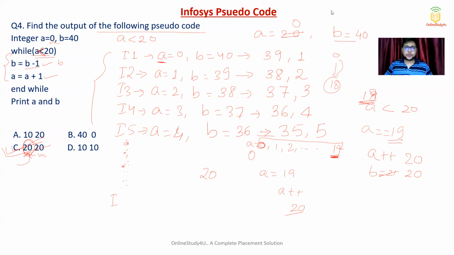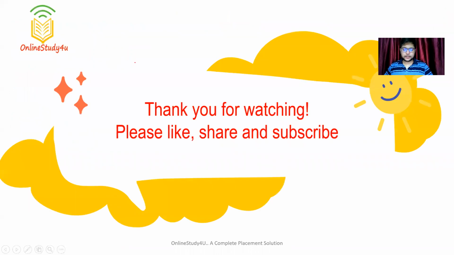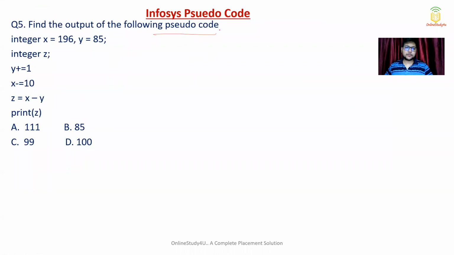Okay, let's move on to question number 5 now. Here also we have to give the output of the following pseudocode. So the value of X is 196 and the value of Y is 85. Now I have an integer Z which is empty initially, and I say Y is equal to Y plus 1. This means increment the value of Y by 1. So my Y will be incremented by 1.